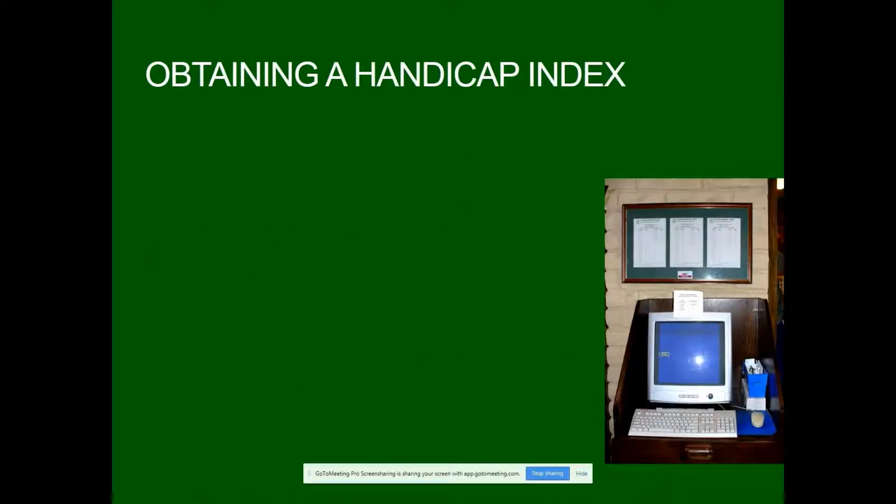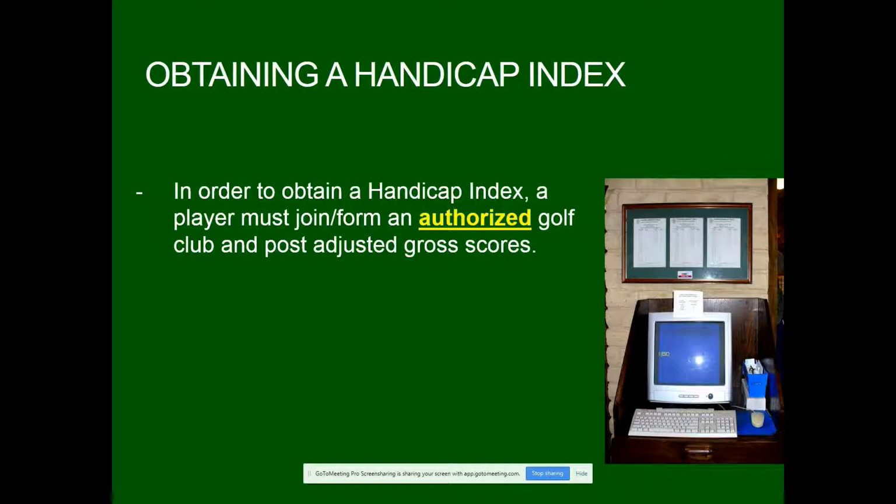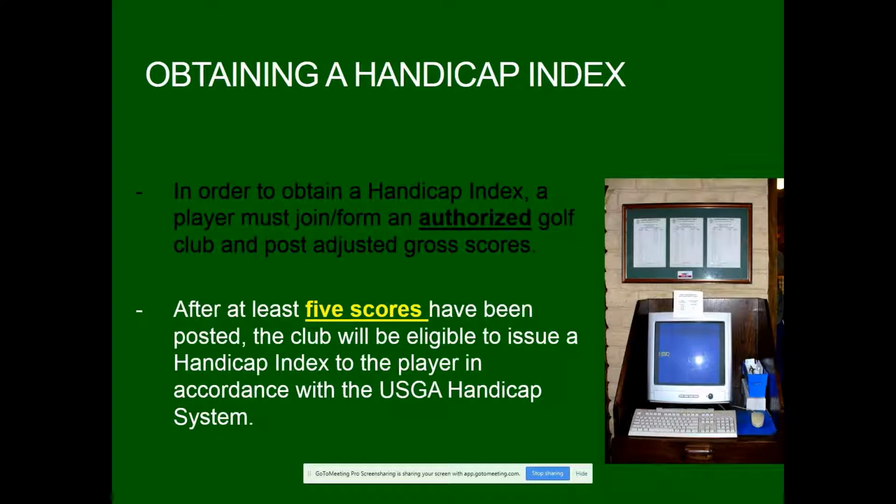All right, how to obtain a handicap index. So like we talked about before, a handicap index must be formed from an authorized golf club with posted adjusted gross scores. So once again, we give you the license to authorize a USGA Handicap Index from us, the WSGA. And then when people post those adjusted gross scores, they will be able to attain the handicap index.